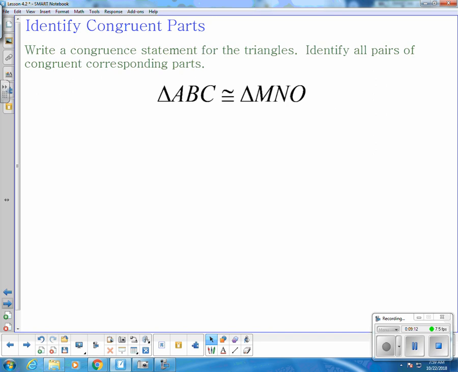Write a congruent statement for the triangles. Identify all pairs of congruent corresponding parts. Oh, I took the triangle away. So just write all the corresponding congruent statements you can. You should have 3 angle statements and 3 side statements.